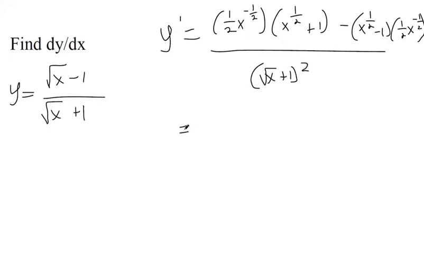What else do they want for this question? That's it. They want dy dx. There it is. But they don't say this. It's implied. We're supposed to simplify, okay?